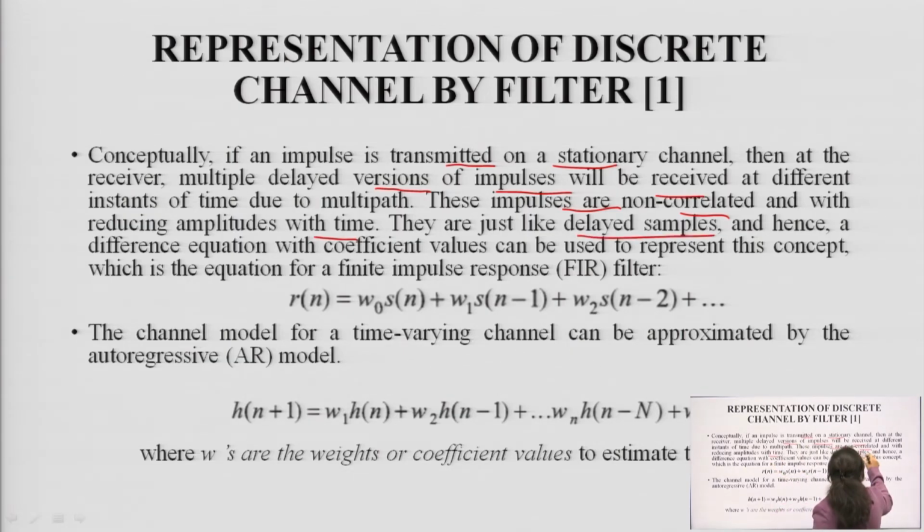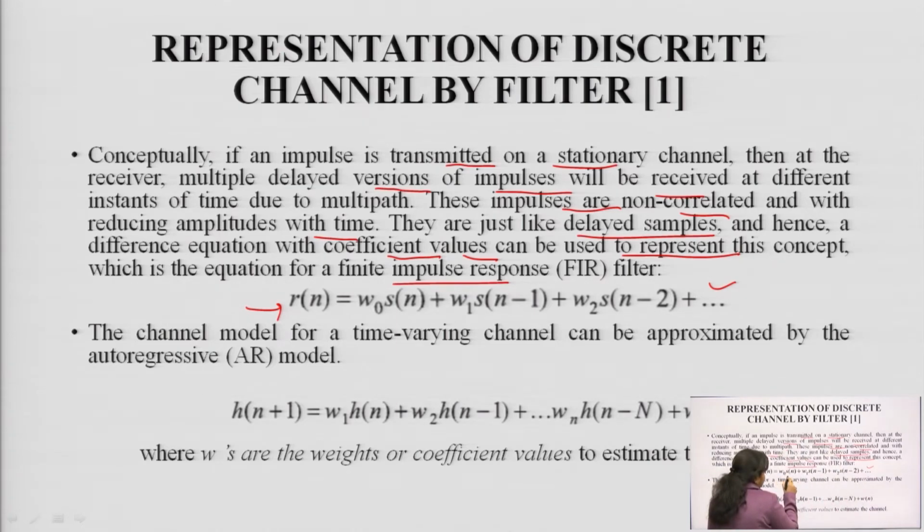So, they are just like delayed samples, and hence a difference equation with coefficient values can be used to represent this concept. This is the equation for a finite impulse response, denoted by the FIR filter. It can be written as R(n), the received signal, equal to W0 S(n) plus W1 S(n minus 1) plus W2 S(n minus 2), and so on. These are the weight functions, and these are the signals with values S(n), S(n minus 1), S(n minus 2), S(n minus 3) and so on.